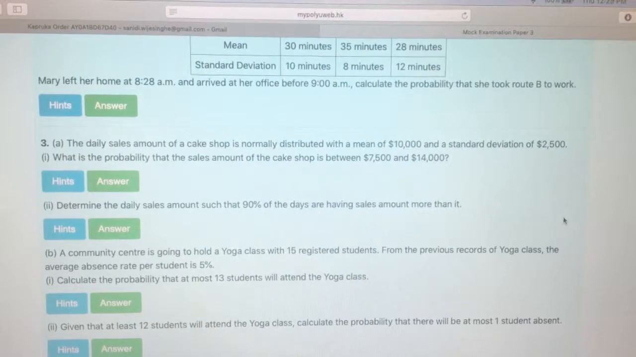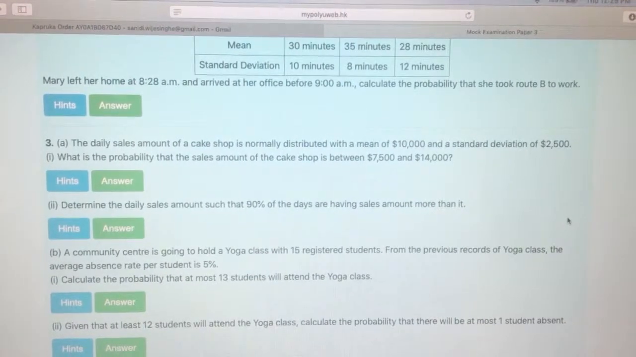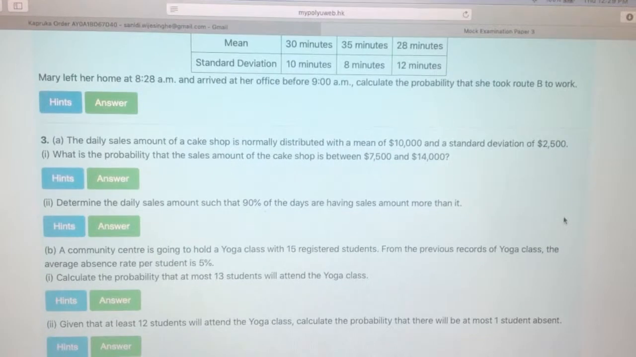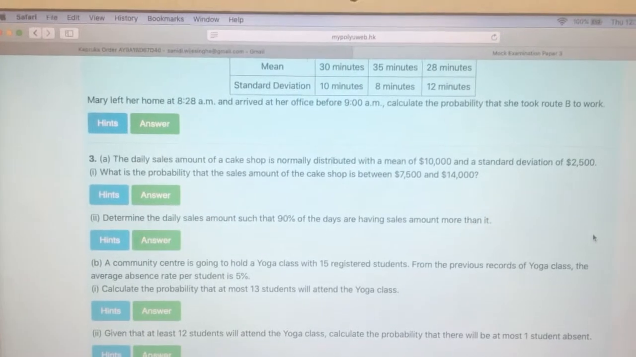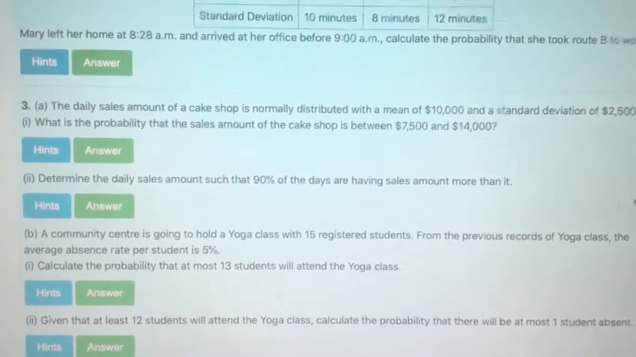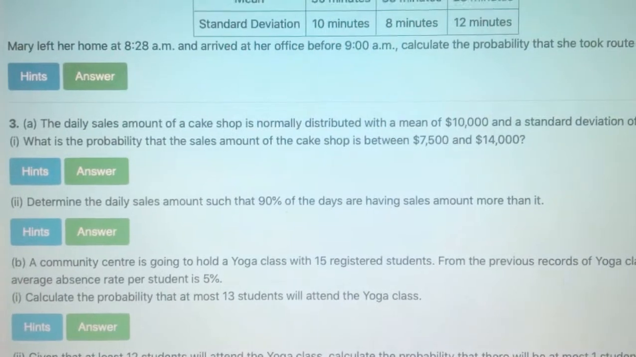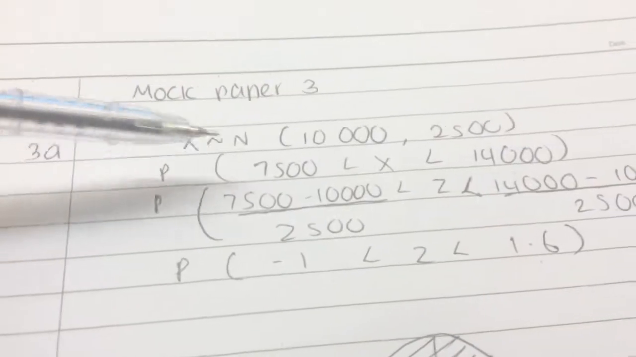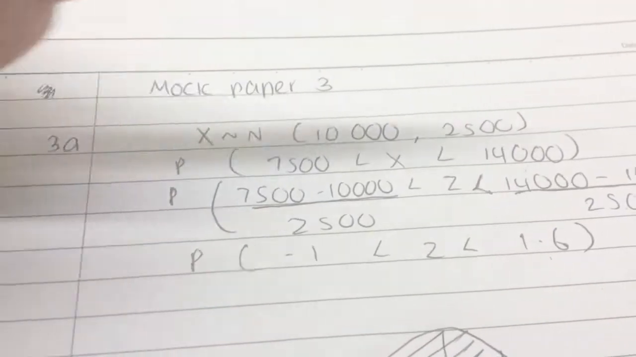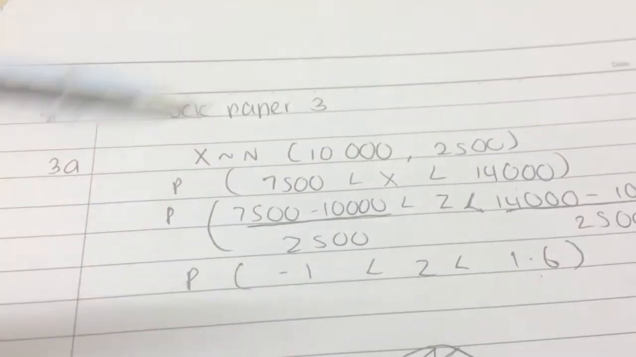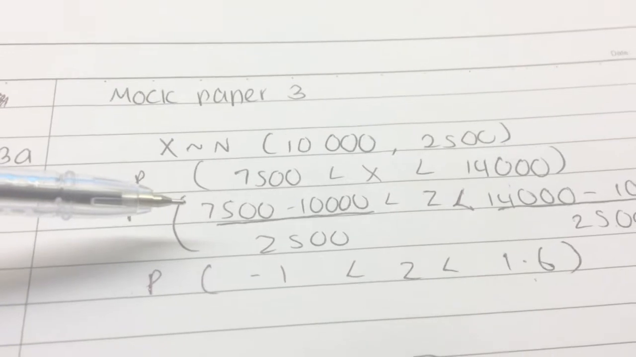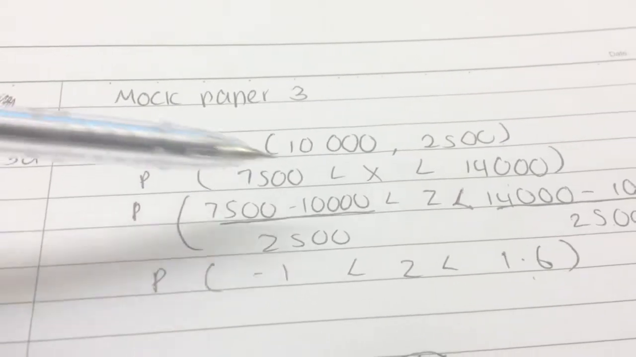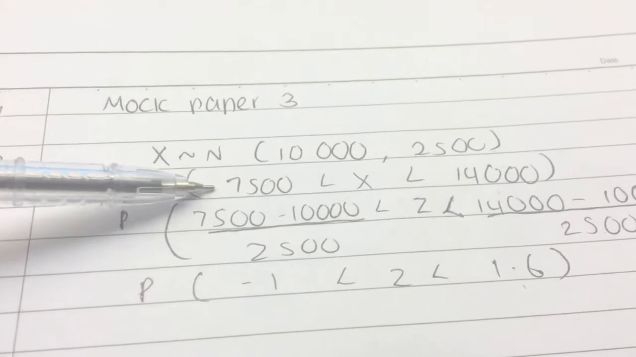Lastly, I'm going to do question 3 from our paper 3. The daily sales amount of a cake shop is normally distributed with the mean 10,000 and standard deviation of 2,500. What is the probability that the sales amount of the cake shop is between 7,500 and 14,000? Firstly, the question is expressed in this format with the mean 10,000 and the standard deviation 2,500, and you write the x values in this format.